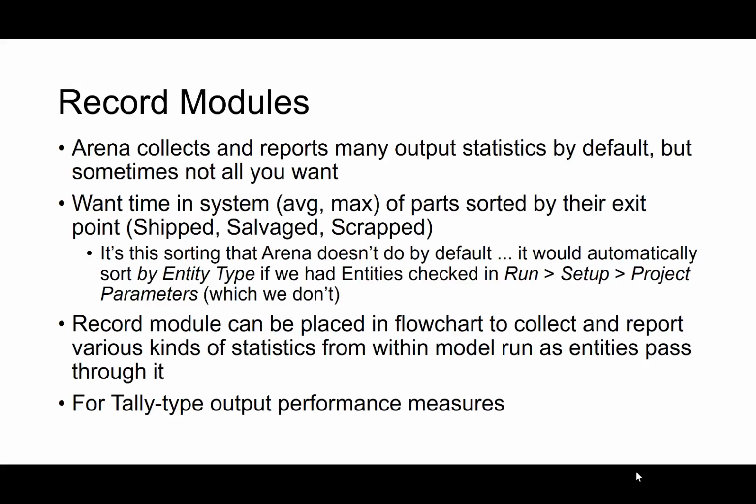So in the record modules, Arena will collect and record many output statistics by default, some of which you may want and some of which you may not. We want time in the system, the average and maximum of the parts sorted by their exit point. So we want max in system whether by shipped, by salvaged, and scrapped. This sorting Arena will not do by default. It would automatically sort by entity type if you had the entities checked, which we don't have.